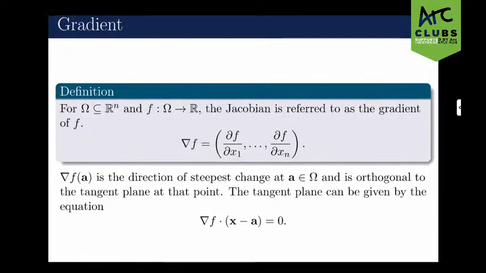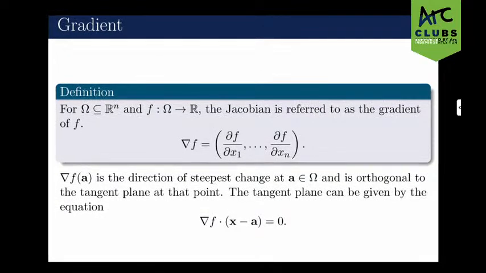And then we've got the gradient. So the gradient is sort of like the Jacobian, except the Jacobian applies for a vector valued function. So if I have a function from Rm to Rn, or whatever, then I can have a Jacobian for that. But if I have a function where the codomain is just real numbers, then I call it the gradient instead. So the gradient is just this vector of first order partial derivatives.